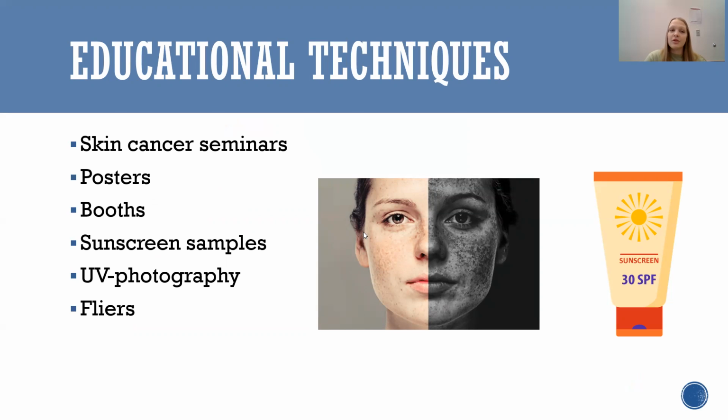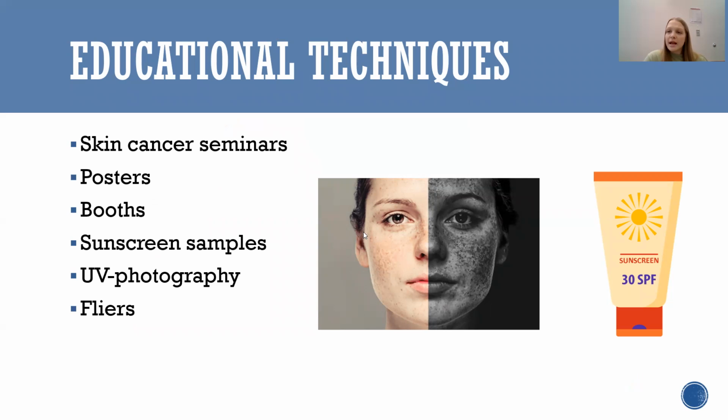All right, so there are several different educational techniques that I would like to address. So a couple of things that I think could be really useful at SUU would be skin cancer seminars. So just having a set seminar, maybe just like 30 minutes to inform college students about what skin cancer is and ways they can prevent it. Another beneficial thing that we could use is posters and booths in the student center, just to let students know about different types of skin cancer prevention, and providing sunscreen samples would also be a really good way to encourage that use of sun protective behaviors.